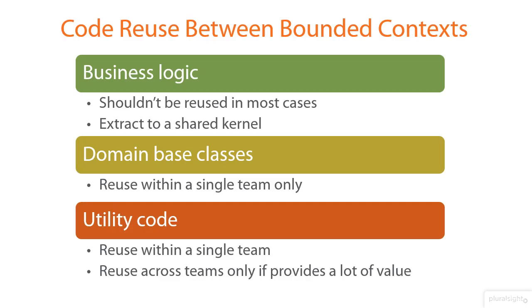Overall, try to avoid reusing code between bounded contexts as much as possible, especially reusing the code from the domain layer. Extract a domain class to a shared kernel only when all bounded contexts involved have the same perspective on what it represents.